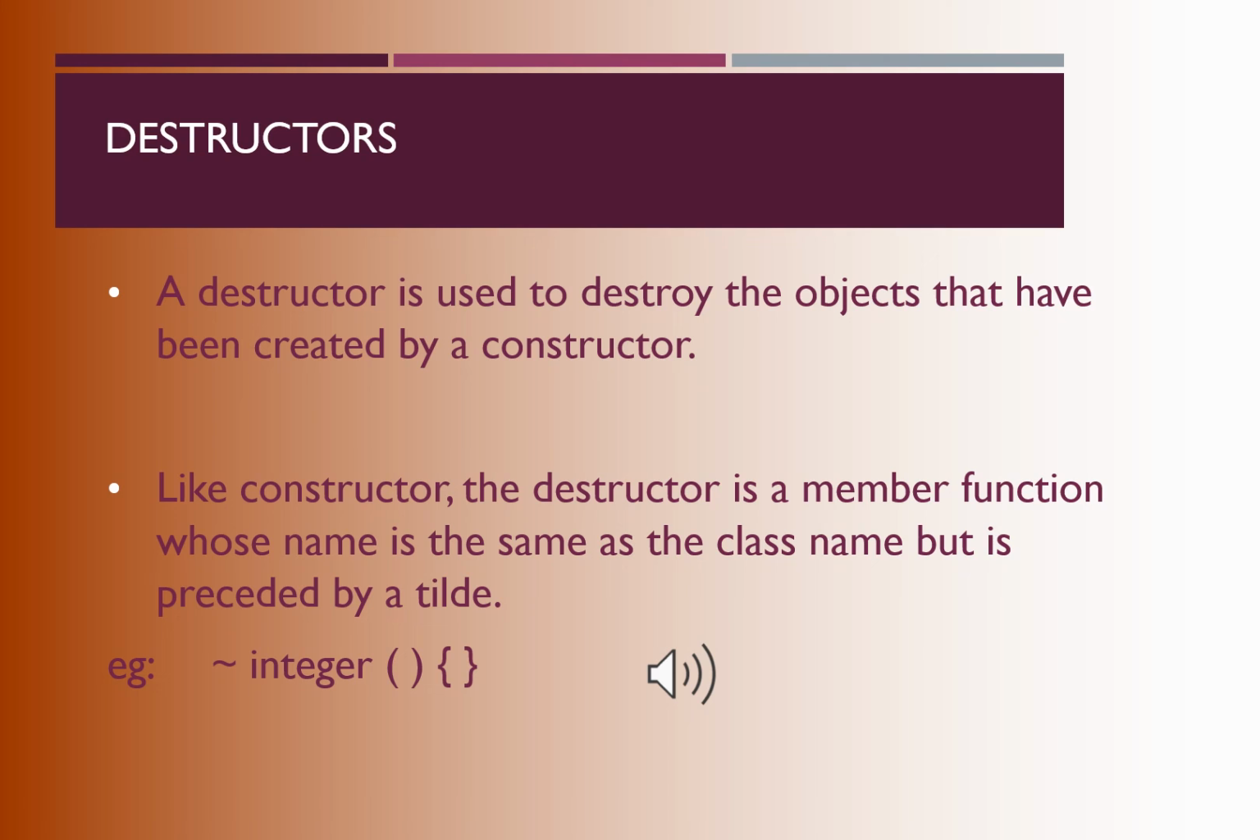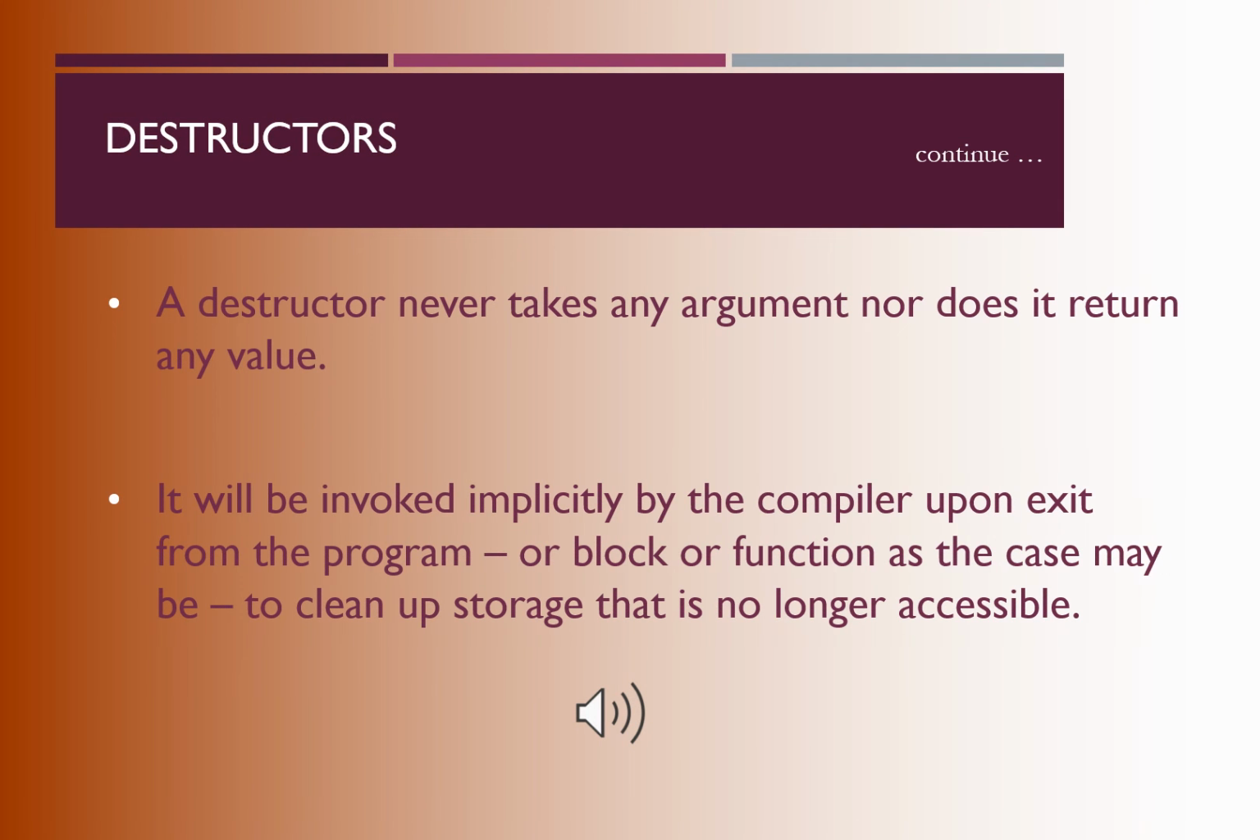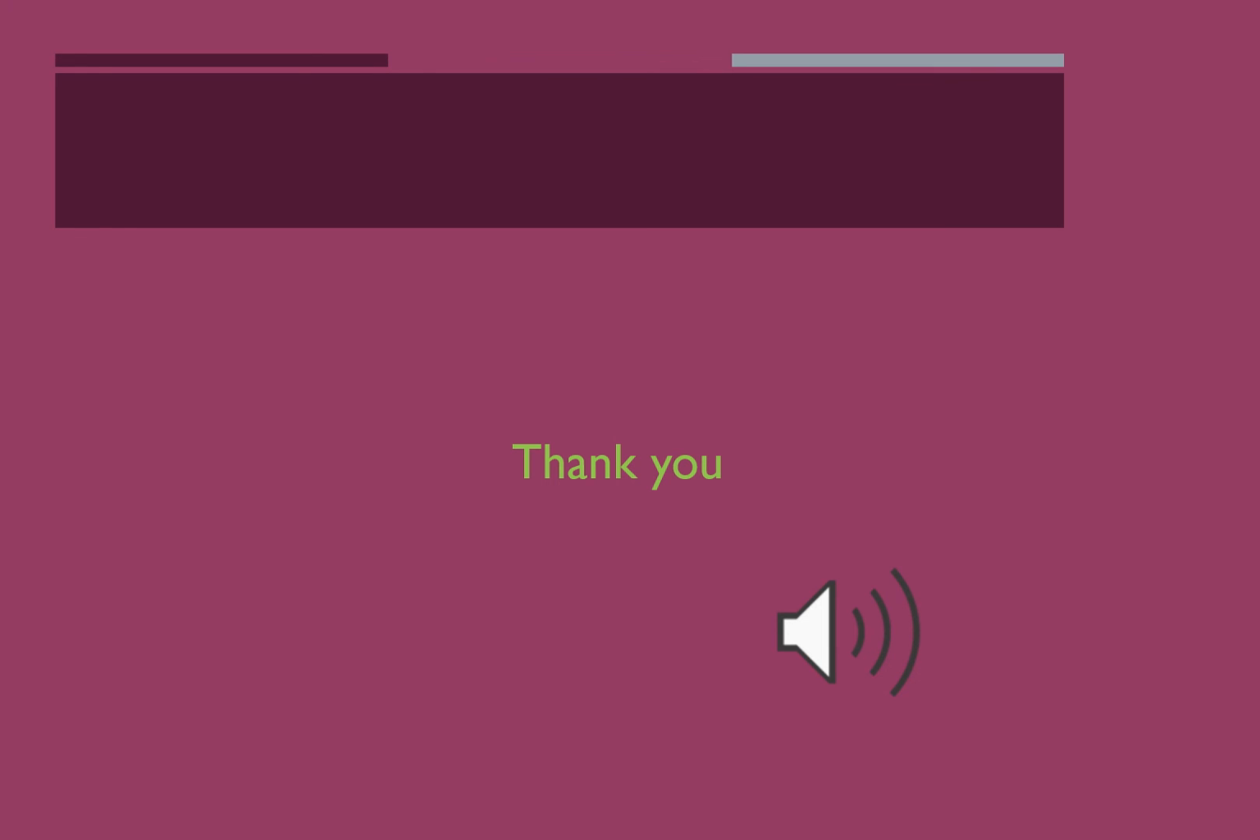Now we discuss destructors. A destructor is used to destroy the objects that have been created by a constructor. Like a constructor, the destructor is a member function whose name is the same as the class name but is preceded by a tilde. A destructor never takes any arguments nor does it return any value. It will be invoked implicitly by the compiler upon exit from the program, block or function as the case may be, to clean up storage that is no longer accessible.